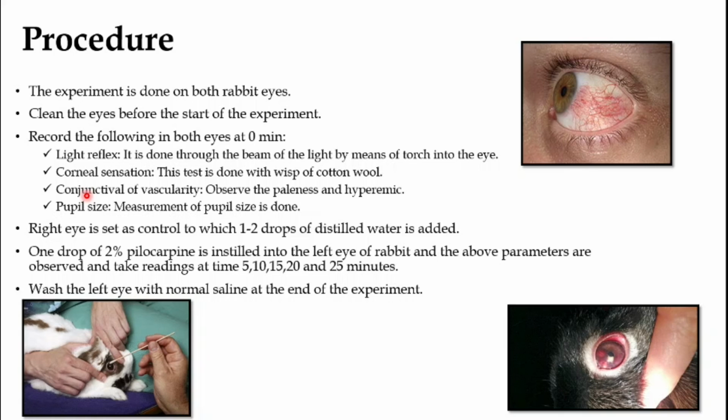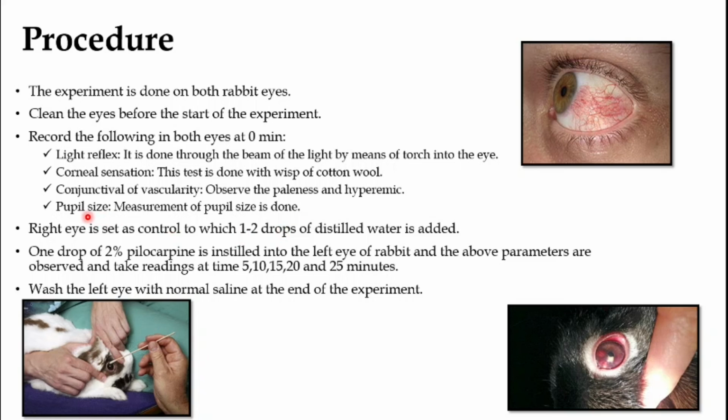Then the other thing which we have to see in the rabbit eye is the conjunctival vascularity. Now, you know that conjunctiva is the mucous membrane of the eye. The conjunctiva is only present at the anterior area of the sclera, and the conjunctiva is highly vascular. So this is the conjunctiva. You have to observe the paleness or the hyperemia, that upon the administration of the pilocarpine, whether the conjunctiva is hyperemic or whether it is pale in color. In this case it is looking pretty much hyperemic.